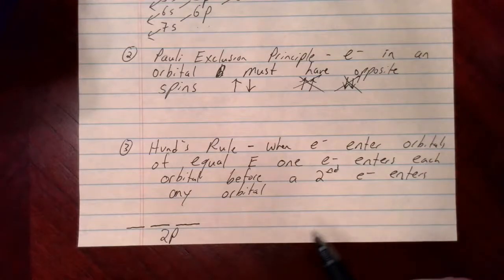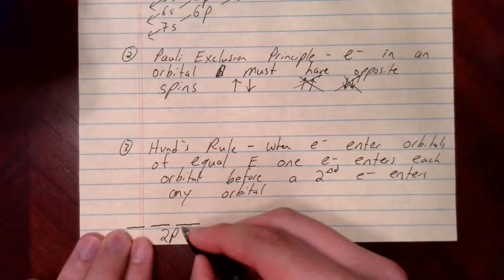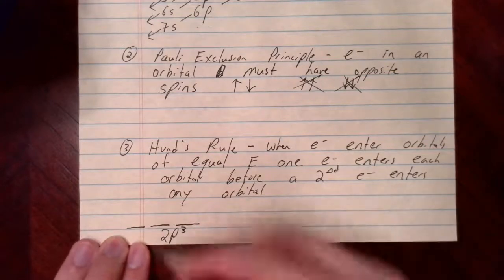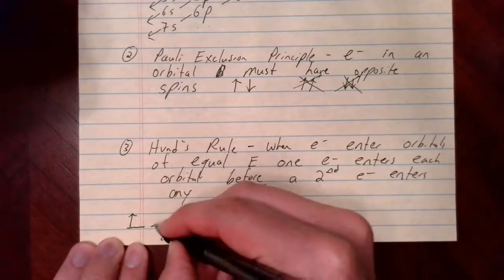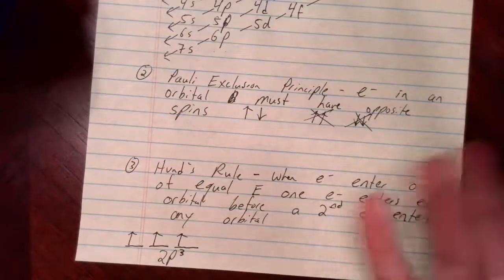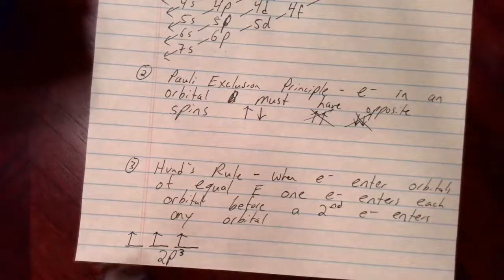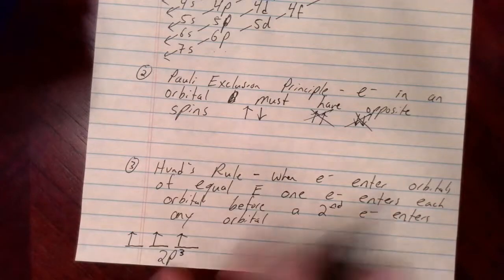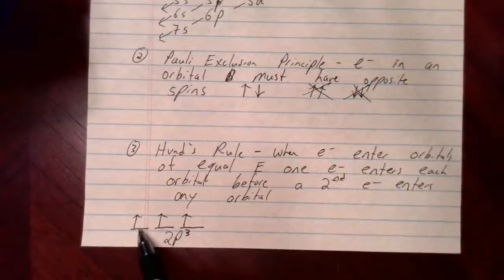If I want to put 3 electrons in the 2p sublevel, so if I have 2p3, I would do 1 electron, 2 electrons, 3 electrons. And you can put them down, but it's standard convention to put your first electron in upwards. So I put 1 in each of them before I put my second one in any of them.